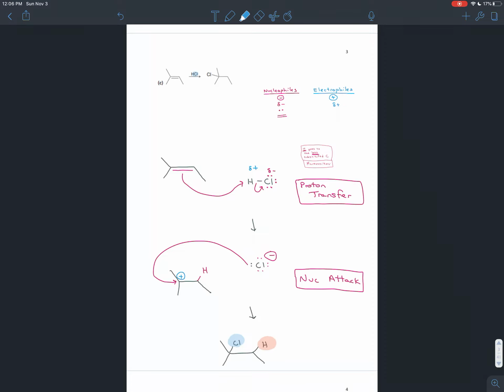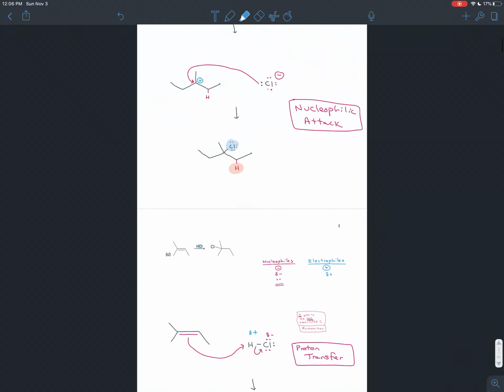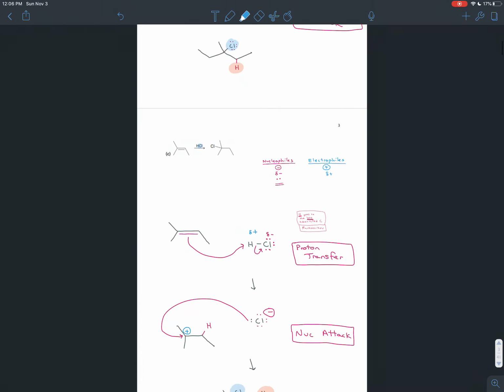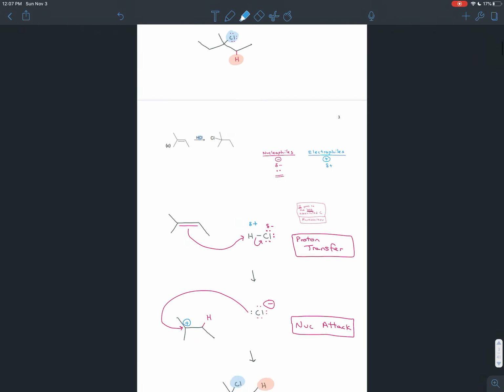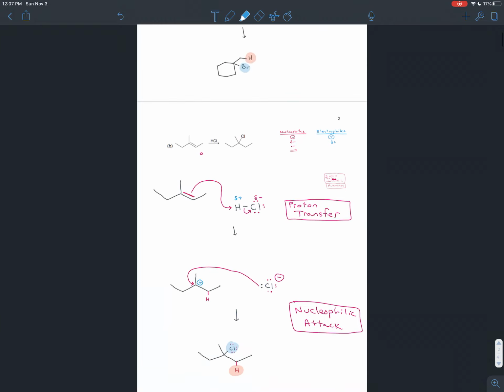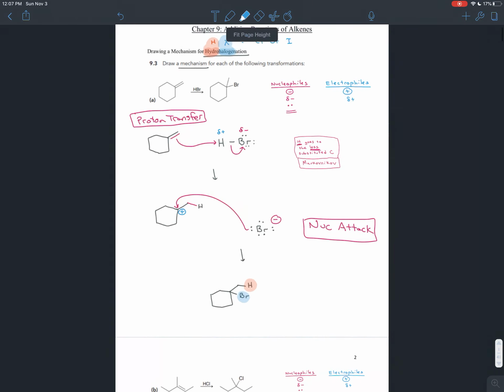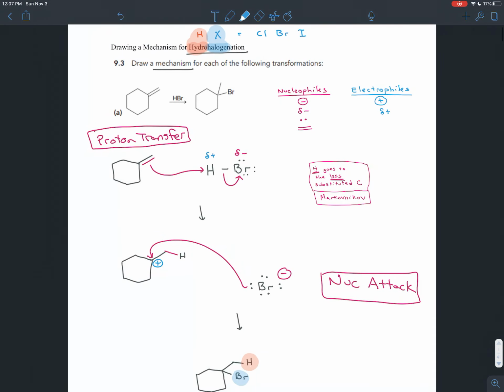And whatever the other thing is, in this case chlorine, goes to the more substituted carbon. So again, we see the mechanism for this is just 2 steps, proton transfer followed by nucleophilic attack. Hopefully this helps clarify how you can draw the mechanism for a hydrohalogenation. It's just a basic, simple, straightforward hydrohalogenation.